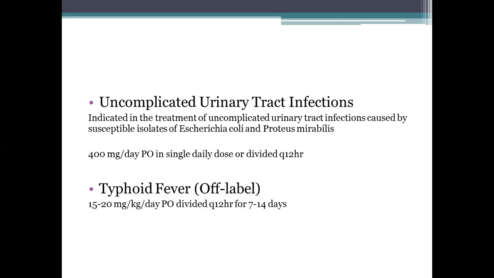For uncomplicated urinary tract infections, which are caused by E. coli or Proteus mirabilis, it is given in 400 mg per day orally in a single daily dose or divided every 12 hours. And finally, for the treatment of typhoid fever, it is given in 15 to 20 mg per kg per day orally, divided every 12 hours for 7 to 14 days.